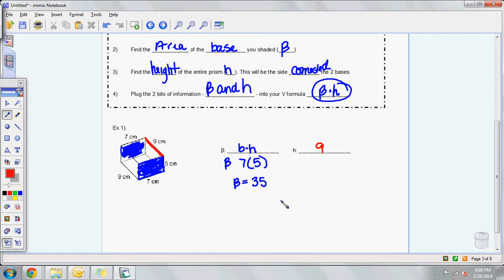So the nice part about volume is it's just a two-stepper. You're going to take the base area times the height. So we're going to take 35 times 9.